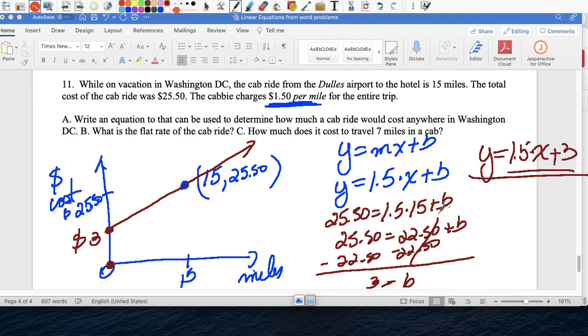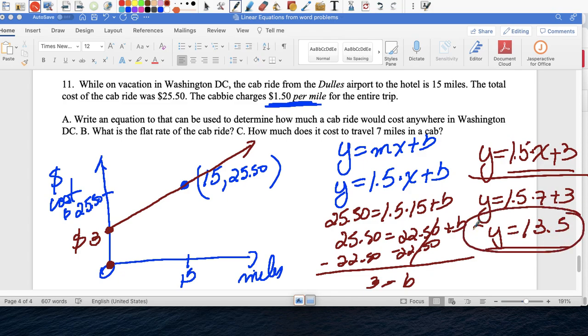And that's the equation. And then you can plug in 7, which we'll do right now. y equals 1.5 times 7 plus 3. y equals 10.50 plus 3, which is $13.50. So if you rode in this cab as a passenger for 7 miles, your total would be $13.50.